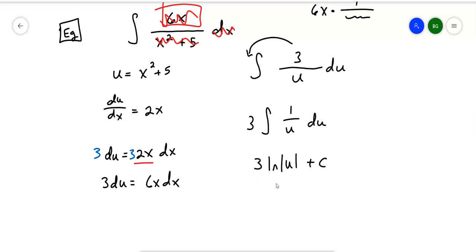Now just don't forget, we really don't care what u is. We really would like to know in terms of x, so this is going to be the natural log. And actually I don't need absolute values here because this expression is always going to be positive.